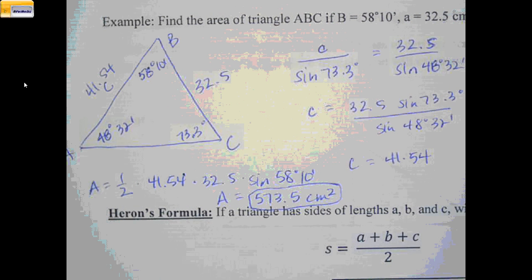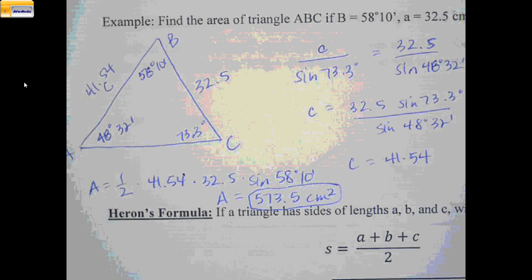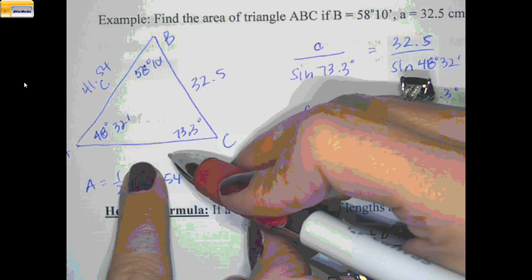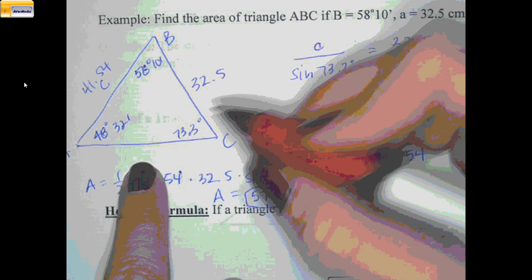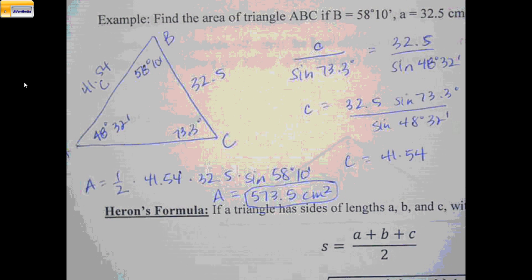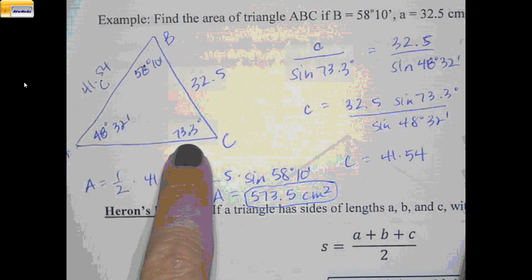If you did use the 73.3, it's fine, except that we would have to have this side over here, and we don't have that side. You have to have two sides and the included angle. It's a great question. Two sides and the included angle. That's why we didn't use 73.3. Everybody got that? All right.